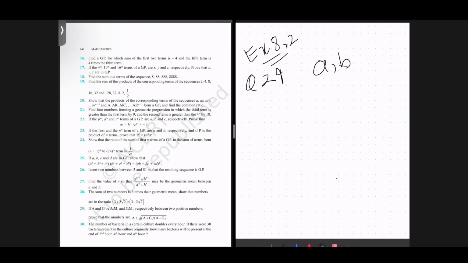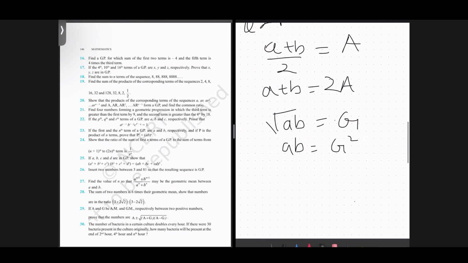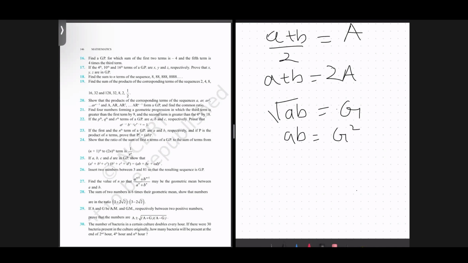We have been told that their AM and GM are respectively A and G. So AM, which is the arithmetic mean of two numbers, is going to be (a+b)/2, and that is A. So a+b equals 2A. Now we have been told that the geometric mean is going to be G. So root ab is going to be G, so ab is going to be G squared. So a+b is equal to 2A and ab equals G squared.